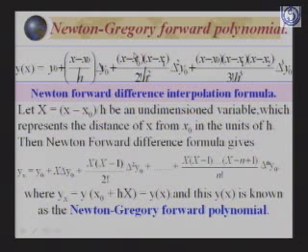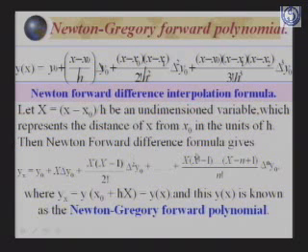So the Newton forward difference interpolation formula can also be modified to the Newton-Gregory forward polynomial, where x is a new variable which is introduced, and it is equivalent to nothing but x minus x naught upon h, where h is the step size. H is the step size, which in the first could be 1, and in the successive could be 2, and so on. So it is an undimensioned variable which represents the distance of x from x naught. So that is the unit of h.